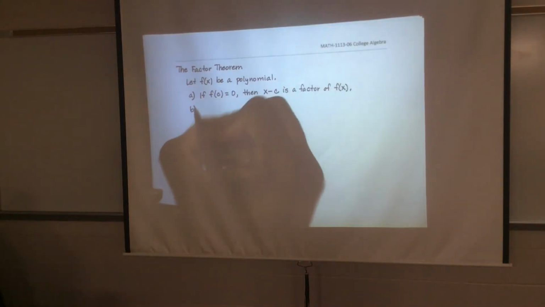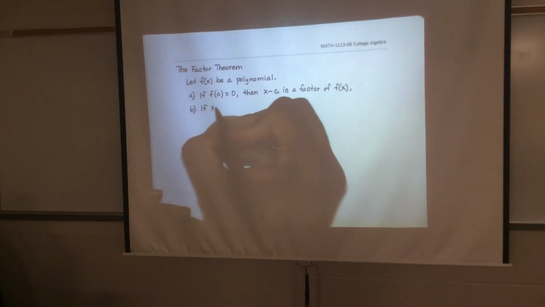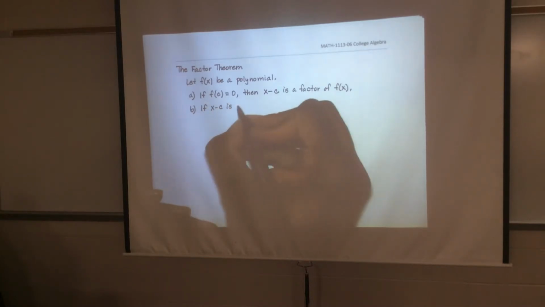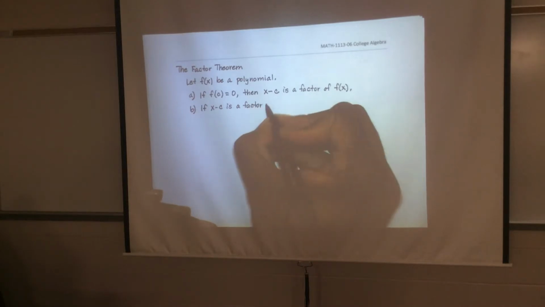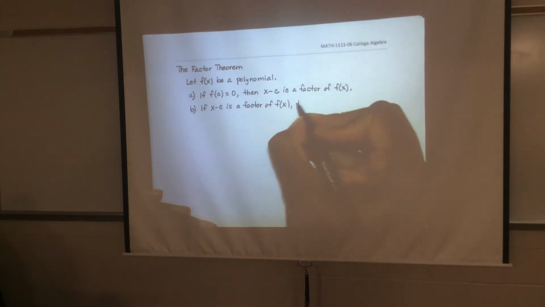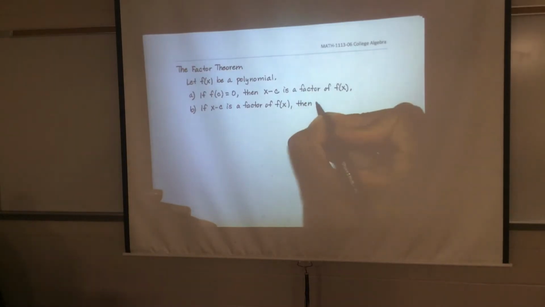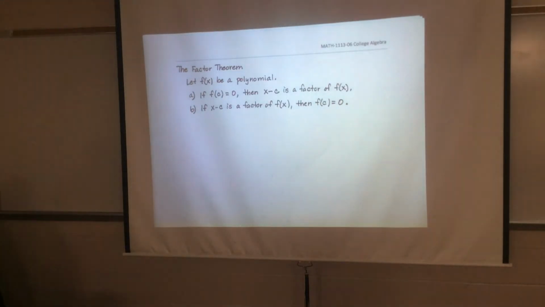And then part B is just a converse of part A. If x minus c is a factor of the function f of x, then we can say that f of c is equal to 0. So here parts A and B are just converses of each other. Okay?